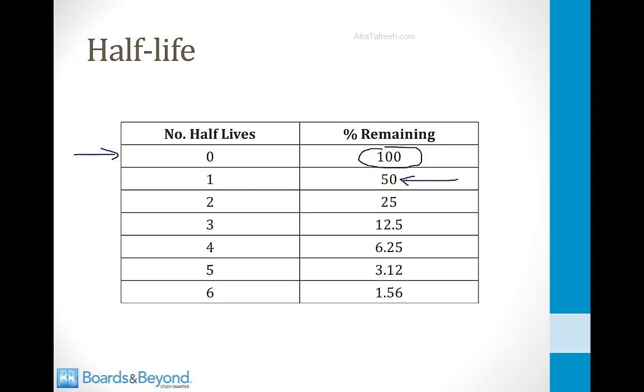After 2 half-lives, we're down to 25%. After 3, we're down to 12.5. After 4, we're down to 6.25, and then it starts to get even lower. Now, it turns out that once the amount remaining in the body falls below 6.25%, most drugs don't have any more therapeutic effects. So we generally say it takes 4 half-lives to get the drug out of the body, which means it takes 4 half-lives for it to fall to such a low level that it's not going to have any clinical impact for the patient.